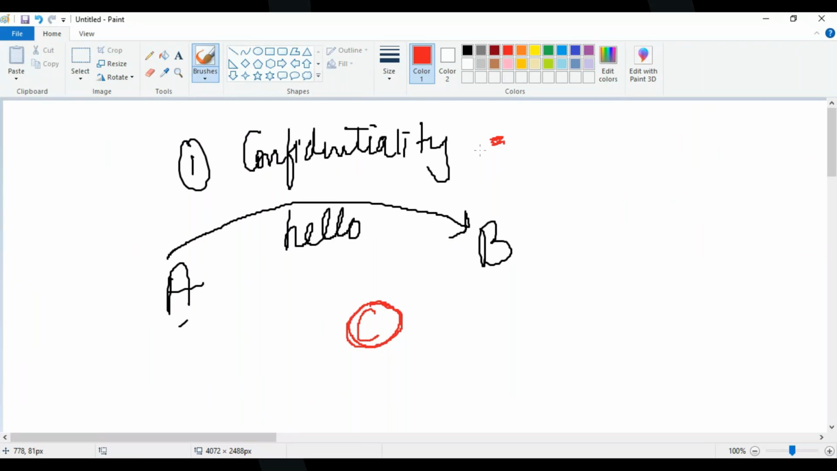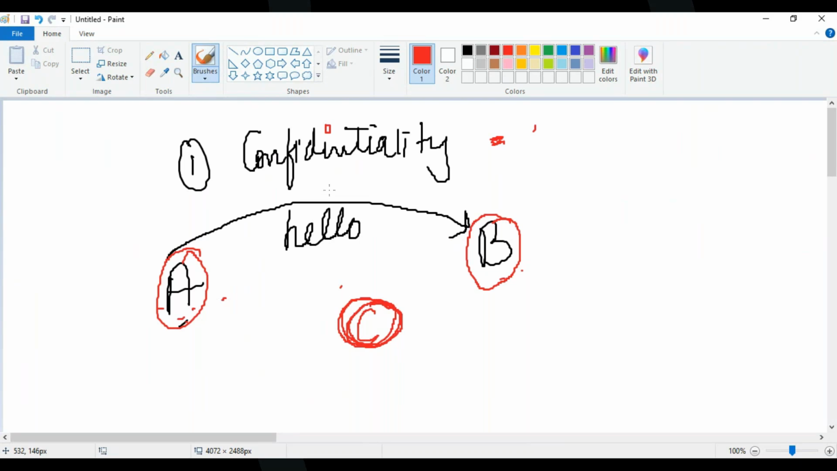So confidentiality says only authorized person. So who is the authorized person here? The B, right? So only authorized person can have access to the data. But here, if C is also getting the data, that means there is a lack of confidentiality. So can anyone tell me how we can maintain this confidentiality? How we can make sure that only authorized person can have access?